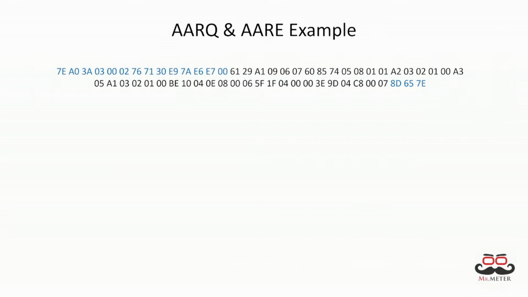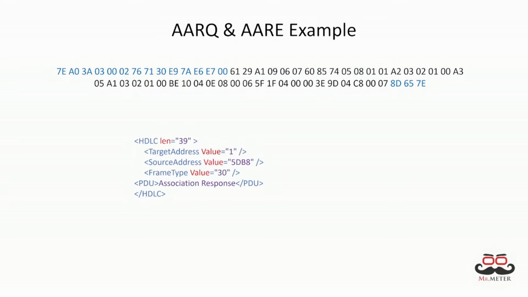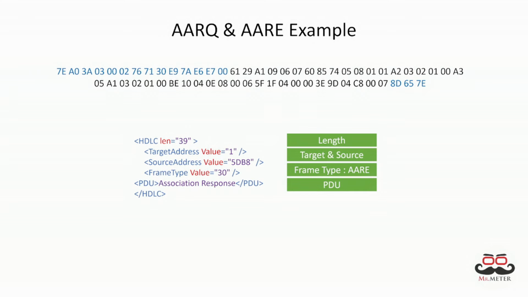Okay, the AARE answer, the answer that comes from the meter. We highlighted the first part same as in the last packet we discussed. The highlighted part contains the length of the packet, the target and the source address, the frame type, which is AARE, and the value is 30, and the PDU, which contains the association response, or the AARE we are talking about.